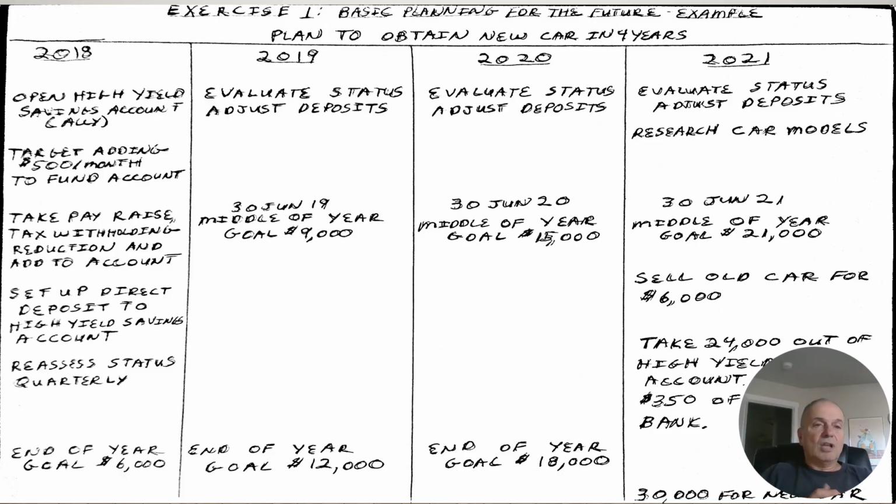But first thing, opening a high yield account, get as much interest as you can. Figure out if I'm going to get $6,000 a year, I need to put away $500 a month. So the first year, I'm going to put away 500. Now I've got to figure out where I'm going to find that 500. Now, I'm going to get a pay raise. I know for the year, I'm going to take that pay raise, maybe take half of it. I may change some of my tax withholdings to beef that up. Once I do that, I'm going to make a direct deposit right into that high yield account.